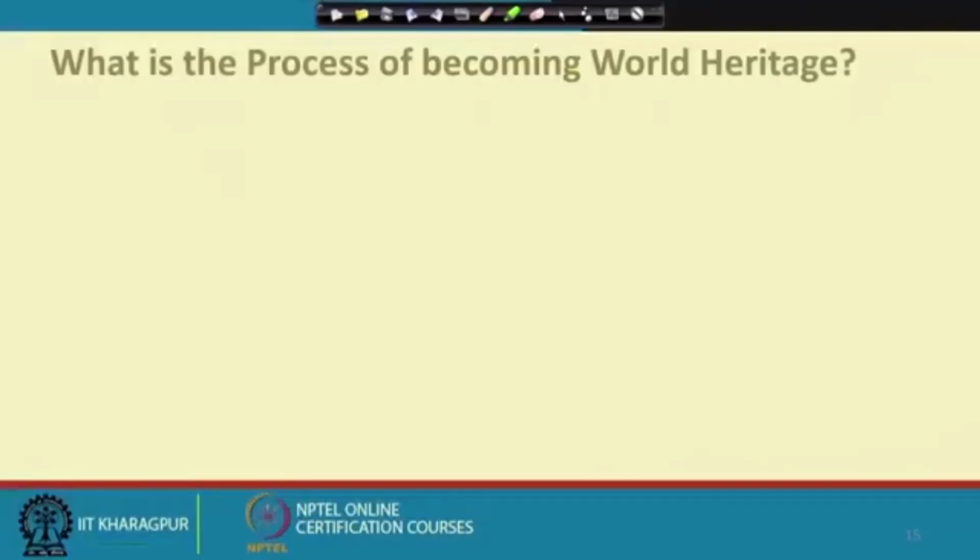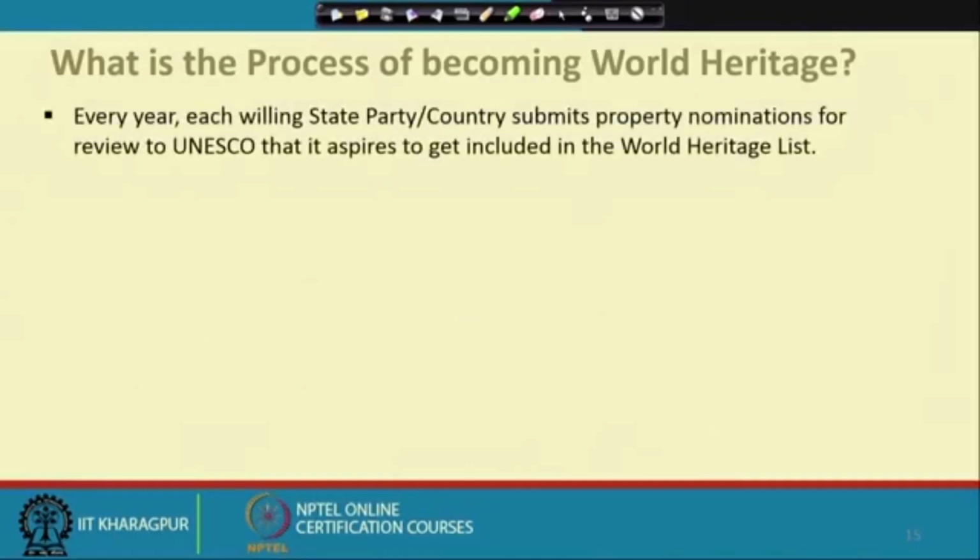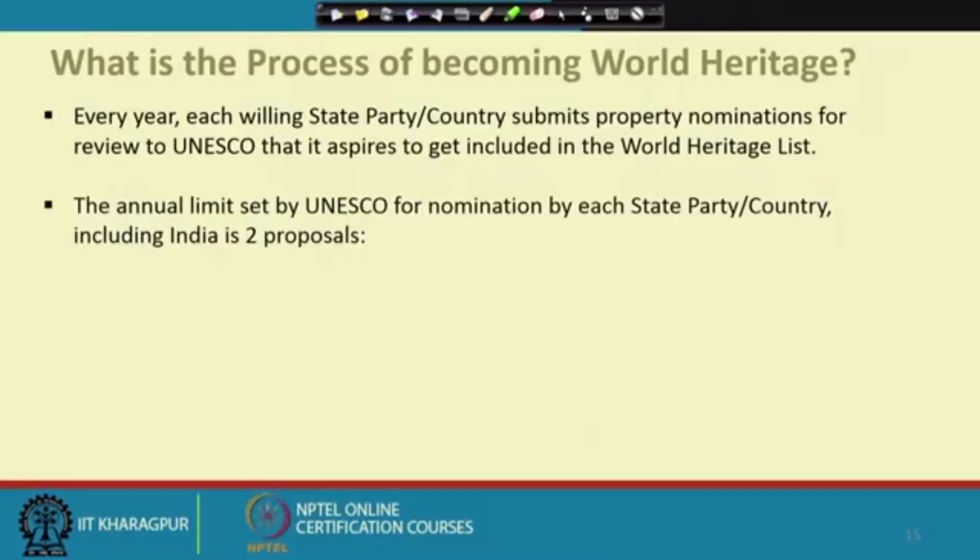So, there is a well-documented process and a well-researched, managed process, which goes into the selection of the world heritage. So, what is that process? Every year each willing state party or country, there is no compulsion that one has to submit, submits property nominations for review to UNESCO, that it aspires to get included in the World Heritage List. As I told you, this is the nomination dossier which has to be submitted by each country. But now there are so many, and every year so many sites are being added to the list. Now there is some sort of a limitation.